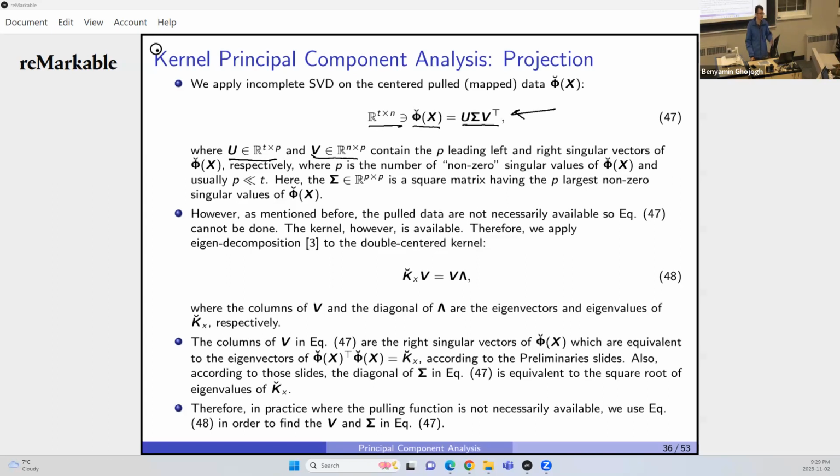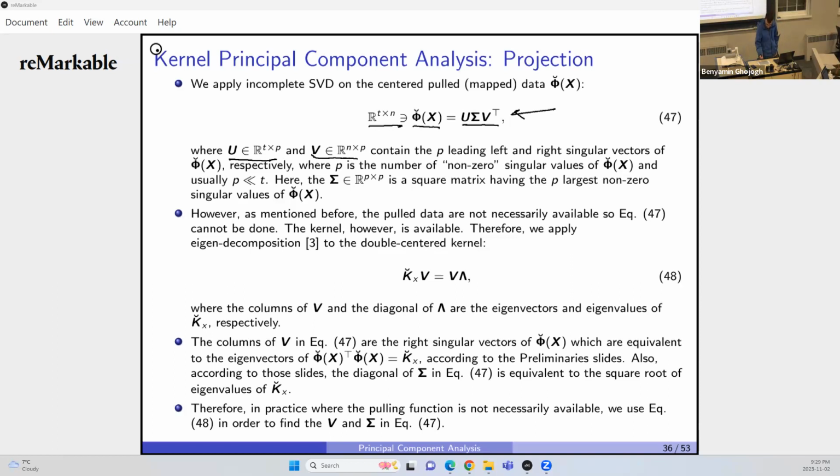Usually we don't have phi itself. We have phi transpose phi. We have the kernel, right? Phi itself for some kernels might be known, but for many kernels it is not known. So it's not doable to do equation 47 because phi is not known. Phi breve is not known.